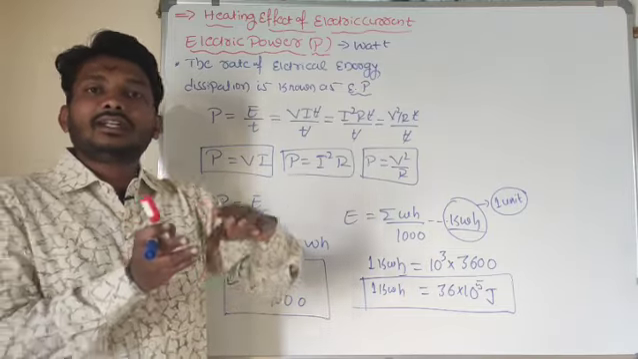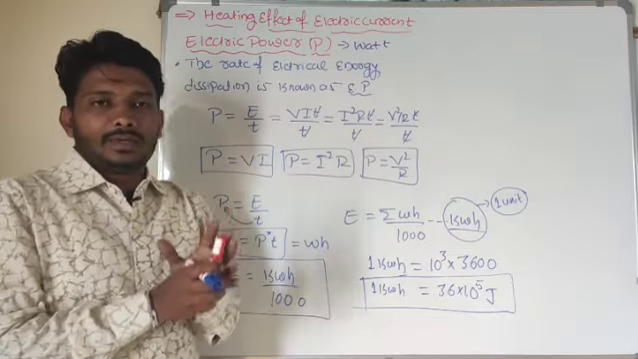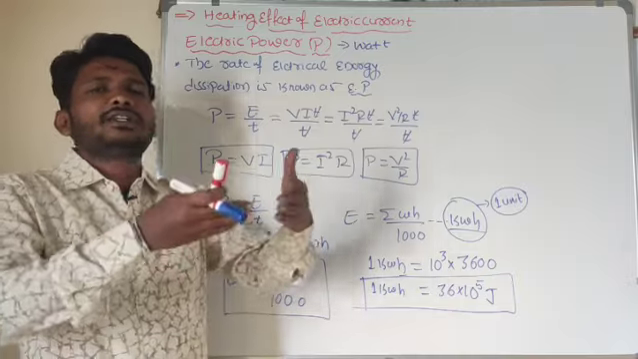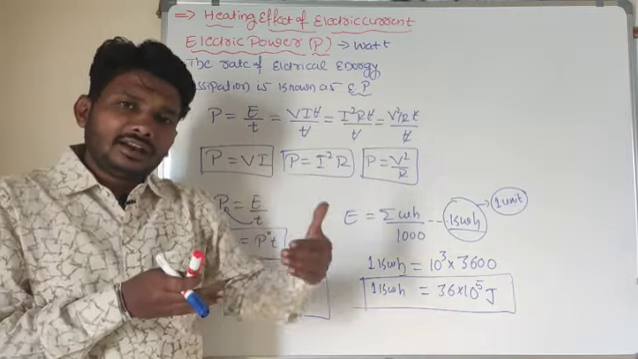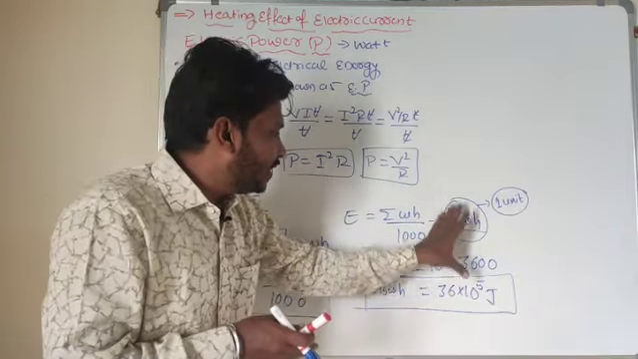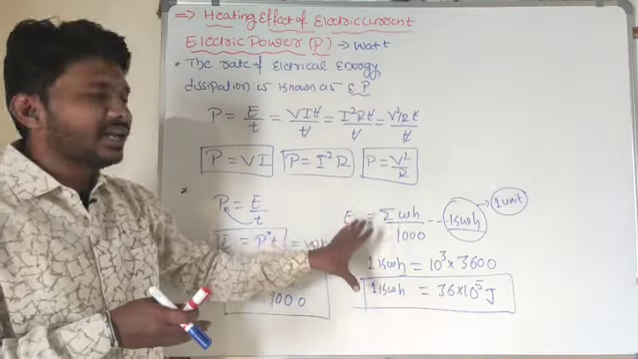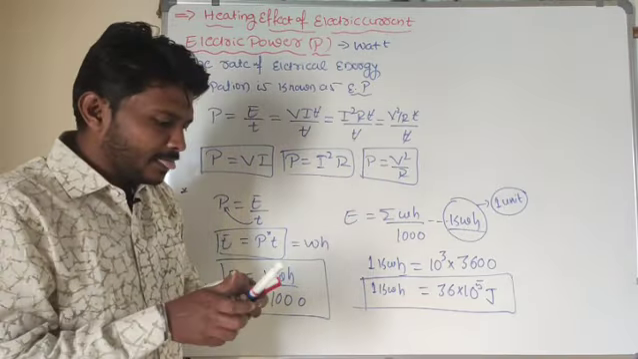If you consume 1 unit, it is equivalent to 7 rupees. So for 1 unit, 7 rupees. The bill depends on how many units you consume. We will make you understand this electrical energy by giving one example here.